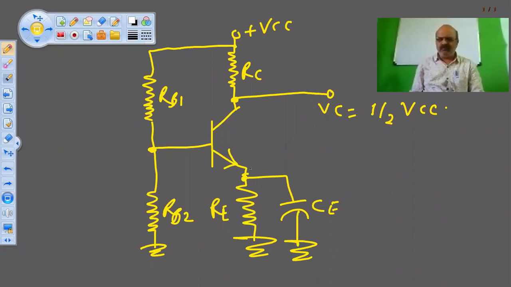Correct? So VC should be one half VCC, because one half VCC means the operating point is at the center of the load line. Correct? So you have to adjust this.